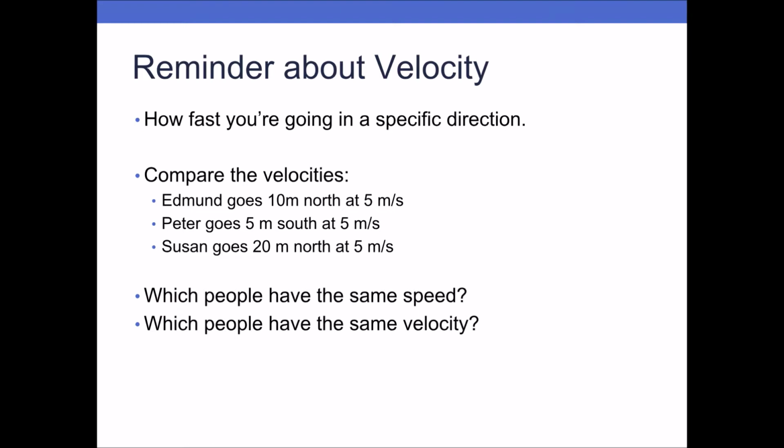Which people have the same speed? These people all have the same speed because they are all traveling at 5 meters per second. But which people have the same velocity? Only Edmund and Susan do, because they're both traveling at 5 meters per second north.